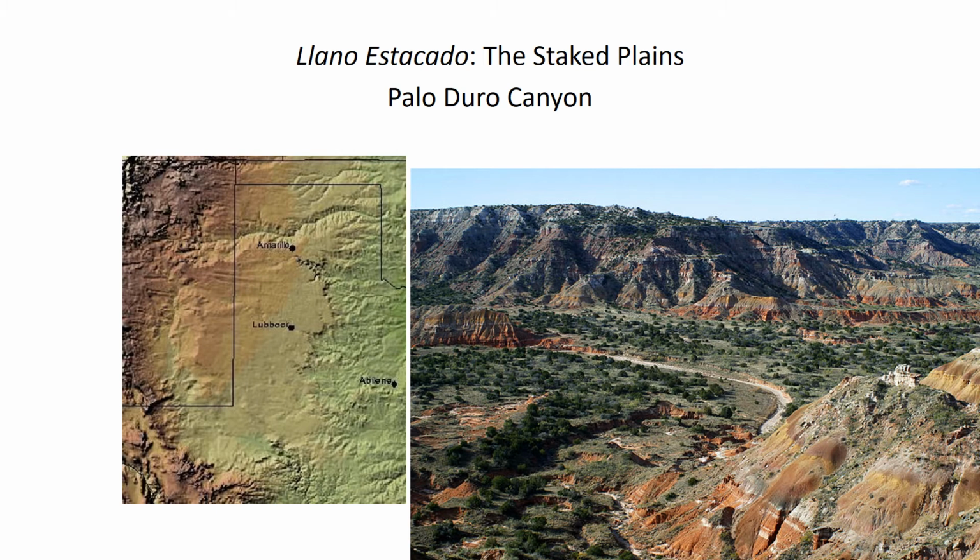The most important and most decisive battle of the Red River War was the Battle of Palo Duro Canyon, which took place on September 28th, 1874. Even though there were several smaller skirmishes after that, this is the one that was really, like I said, decisive.